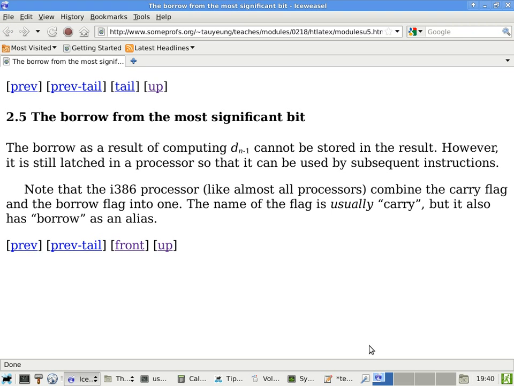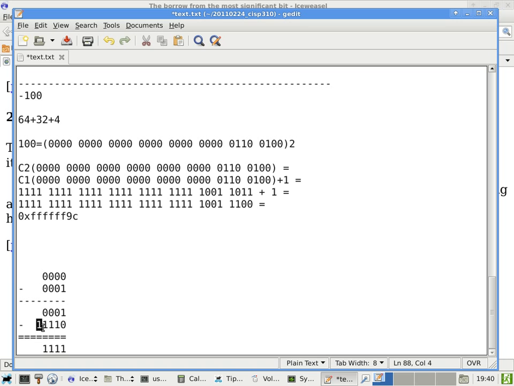Okay, we talked about this one, and this is the example. This is the borrow from the most significant bit. And in terms of hardware, it is the same as the carry flag. In other words, there's only one bit to represent the carry from an addition and also a borrow from a subtraction. You have to be careful, because if you rely on the fact that a carry flag will be remembered, and you carry out another subtraction after the addition, then your program won't work correctly, because the carry flag will be overwritten by the subtraction instruction, because the borrow flag is the same physically as the carry flag.